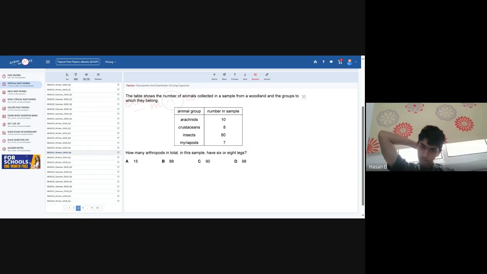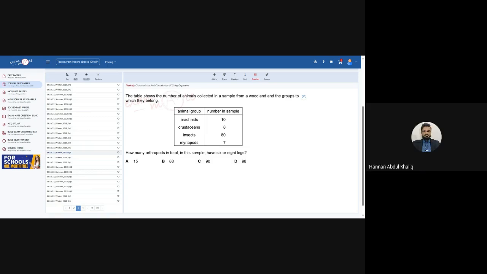I don't understand what they mean by the question. They basically say that you have to sum up only those groups in which the organisms have 6 legs or 8 legs. So in all these 4 groups, you have 2 groups or 3 groups or all 4. You have to sum up their number, but the condition is that they must have 6 legs or 8 legs. Okay.